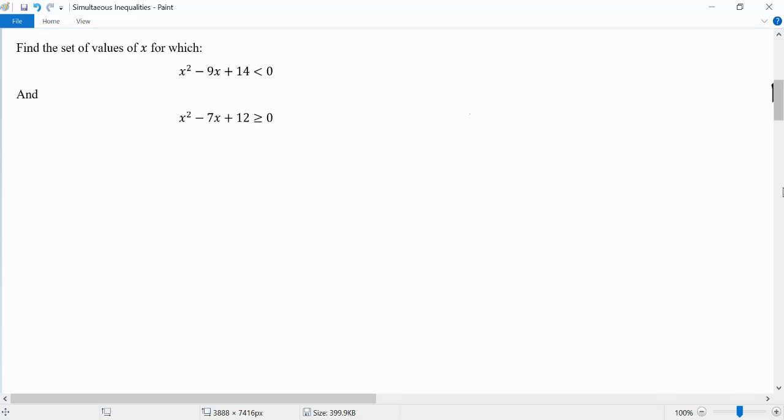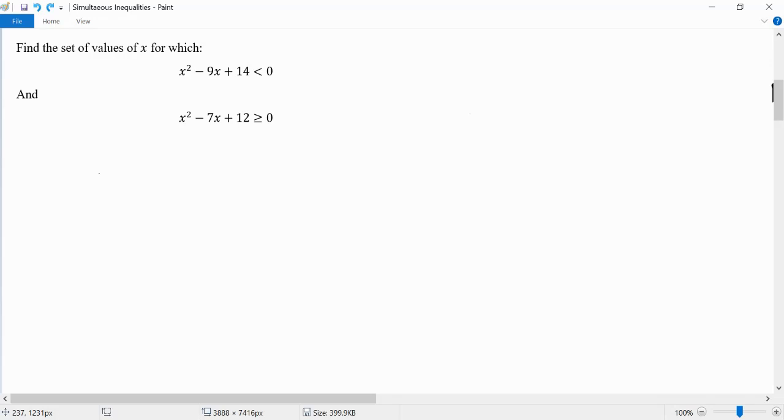So, I've got an example here, and it says find the set of values of x for which x squared minus 9x plus 14 is less than 0, and x squared minus 7x plus 12 is greater or equal to 0. Now, straight away, you're seeing that word "and", and the word "and" in maths has a very strong link to this symbol here, what we call the intersection symbol, which is designed to show the overlap between two things, and so that should give you a clue what exactly we're trying to do, even in just the way the question's worded. So, how are we going to go about that?